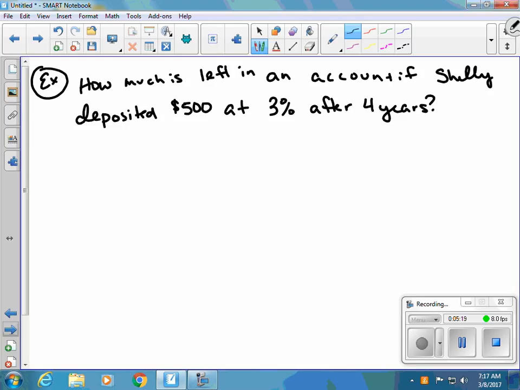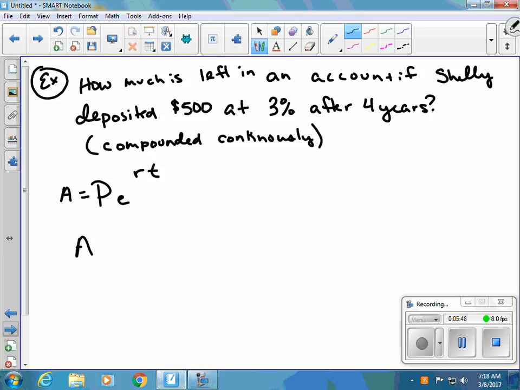So we've done this type of problem before, so this should be old hat. You just plug in the information you know, and then type it right into your calculator. Oh, sorry, I forgot to tell you, this is compounded continuously. You kind of assume that anyway, since this is what this section's about. All right, so we've got A equals P E to the RT. A equals, our initial deposit was 500. We've got the E there. R is 0.03, T is 4.